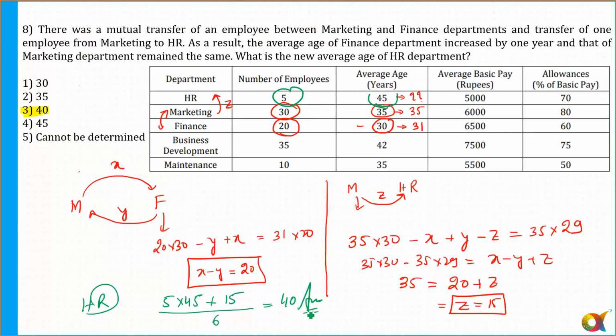Any doubts to anyone now? Jatin, Nikita, and everyone, please tell me. Okay, so can I move to question number 9?